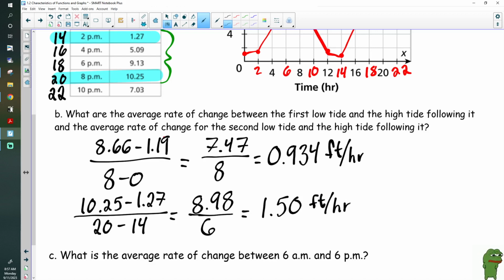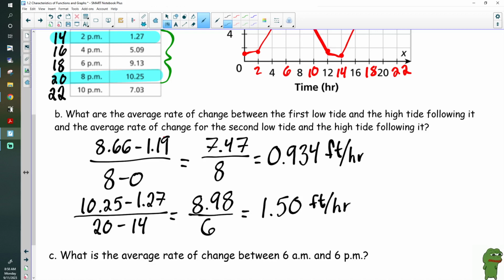Okay. I mean, if you wrote 1.497, that's fine. I just rounded to 1.50 feet per hour. Okay. So again, our height changed. It went from 1.27 feet to 10.25 feet. So that was a change in about 8.98. And it was over from 14 hours to 20 hours, which is a total of 6 hours. When we divide our change in height and change in time, we get about 1.5 feet per hour. Or again, if you wrote 1.497, that is good as well.